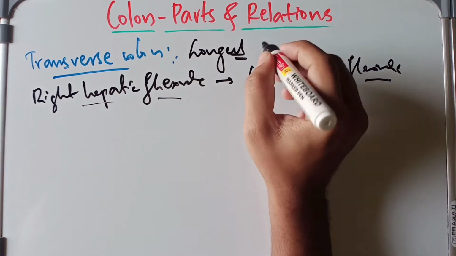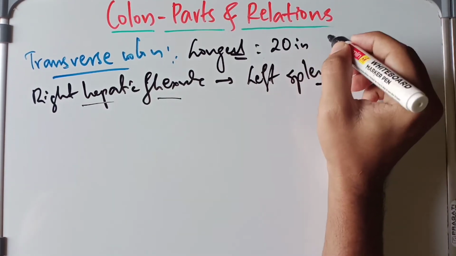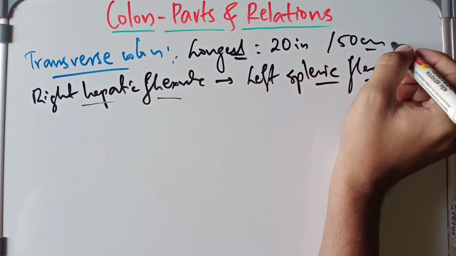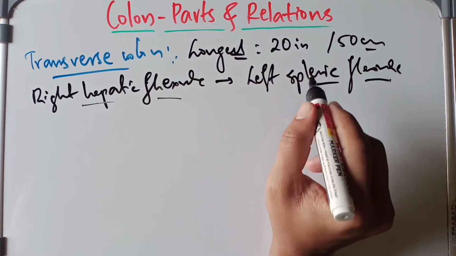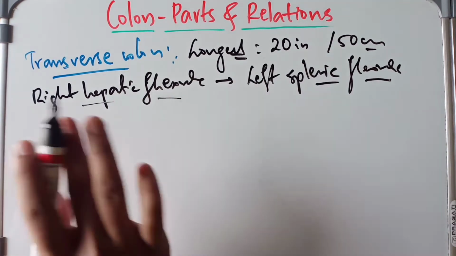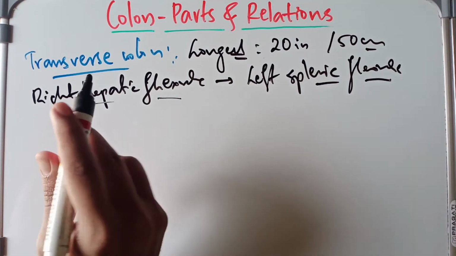So what about its length? It is up to 20 inches in length, or approximately 50 centimeters. It extends from the right colic flexure to the left splenic flexure. So strictly speaking, the transverse colon is not transverse but forms a dependent loop.